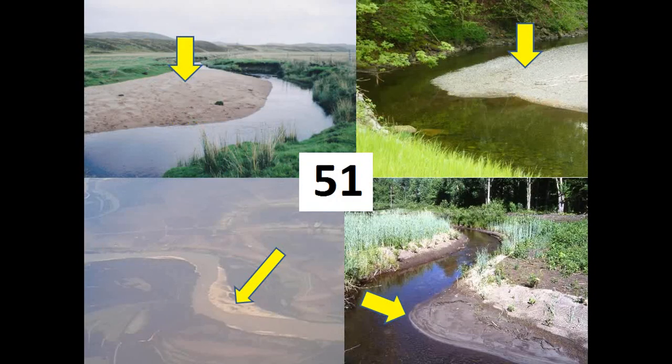51 is a point bar. Now we've got a deposit of sediments in the stream. Think of it as like a sandbar, but it's not in the middle anymore. It's on the inside curve of a stream. And it gets the name point bar because it kind of comes to a point. Even though it looks kind of rounded, it's still called a point bar.